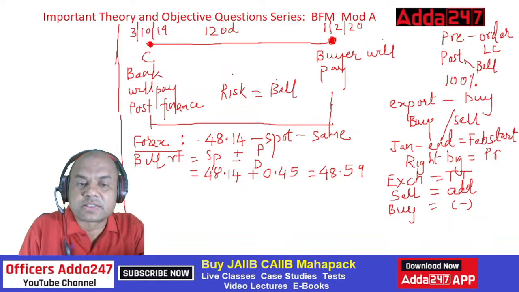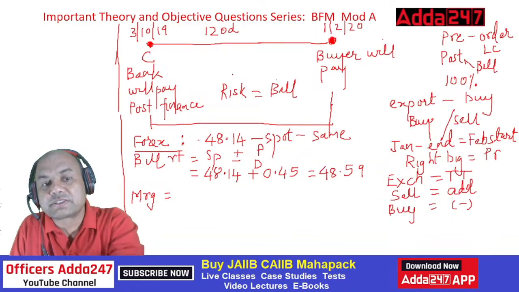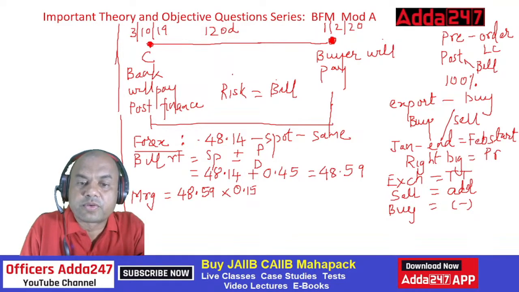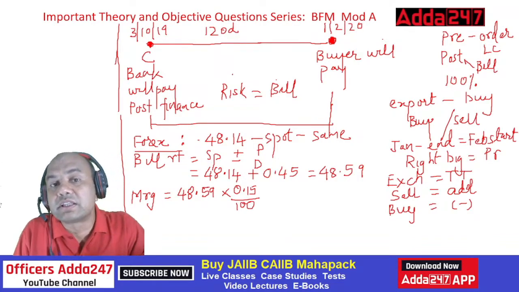What is the rate then? See this, margin equals, what is given? 0.15%, right? Percent means upon 100. So it will be 48.59 into 0.15 upon 100. Now some of you might say, sir, why aren't we applying this buy low sell high maxim?